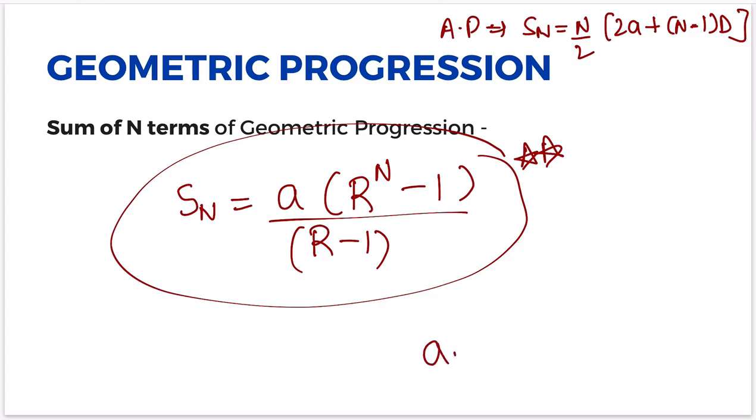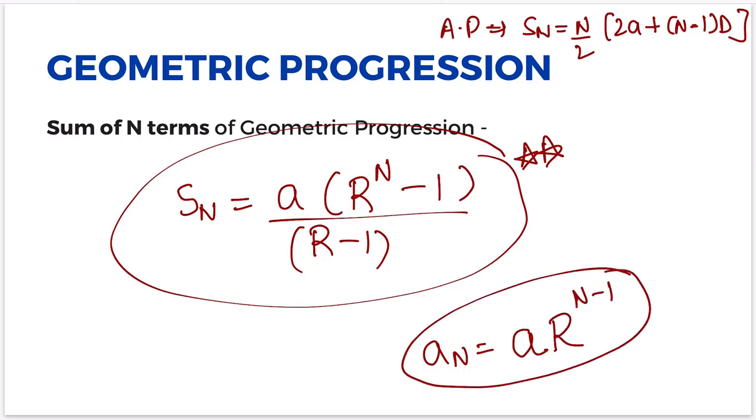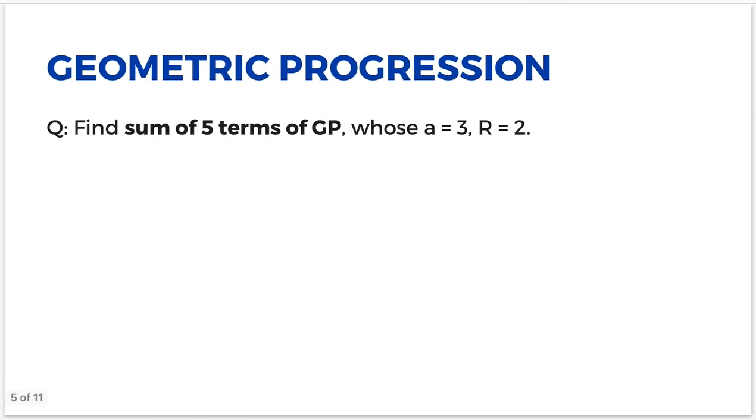And what was the nth term of an arithmetic progression series? Nth term of a geometric progression series is a r raised to power n minus 1. Correct? So these two things you need to remember again and again. I am emphasizing that you need to know these formulas for the exam. Right?